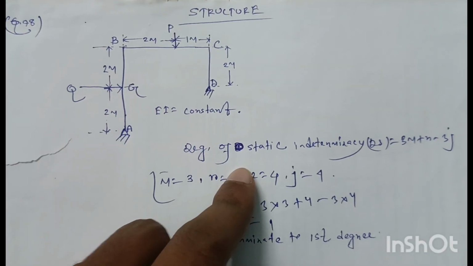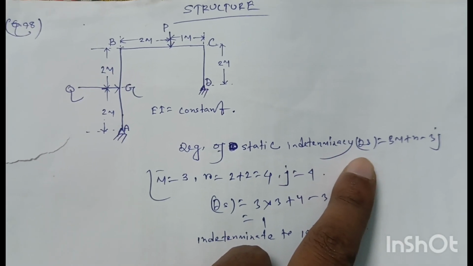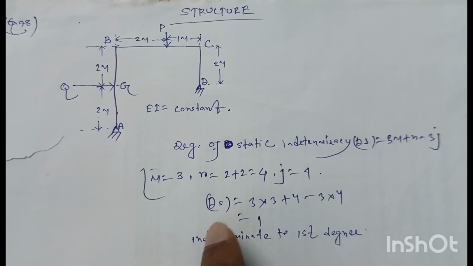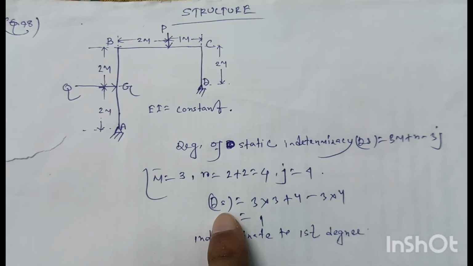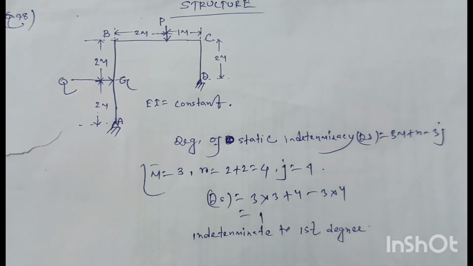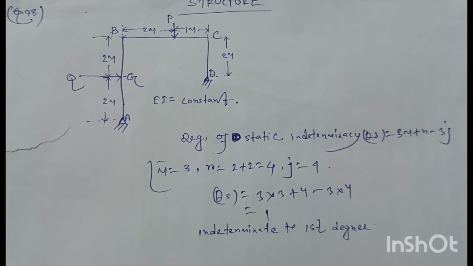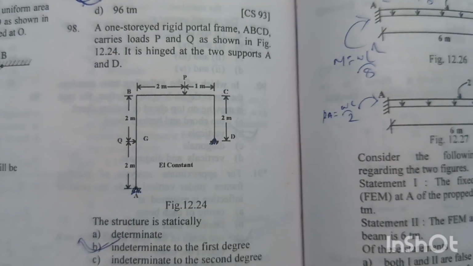So by putting all the values in this equation, degree of static indeterminacy, we will get the value Ds is equal to 1. That means the structure is indeterminate to first degree. Option B is right answer.